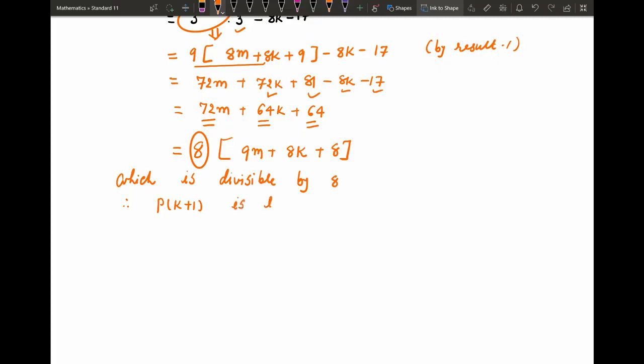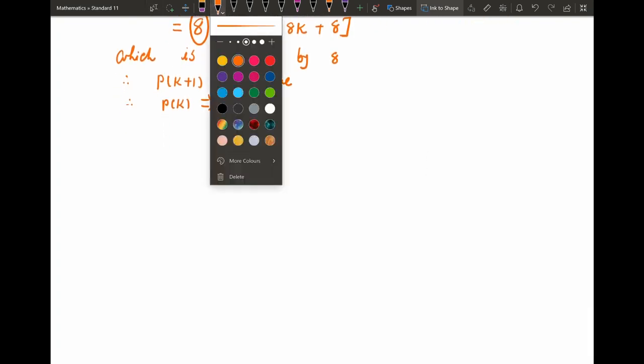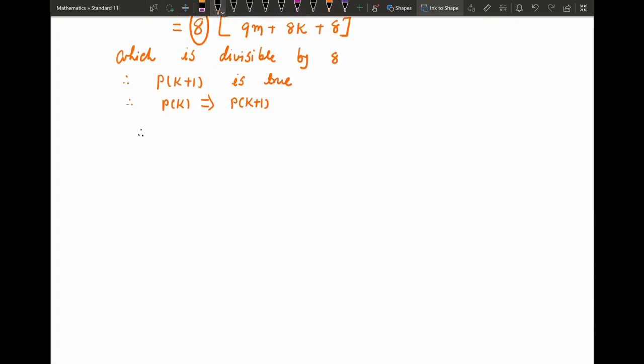So P of k plus 1 is true, and therefore P of k implies P of k plus 1, and therefore by the principle of mathematical induction, the given result is true for all n belongs to the set of natural numbers, capital N.